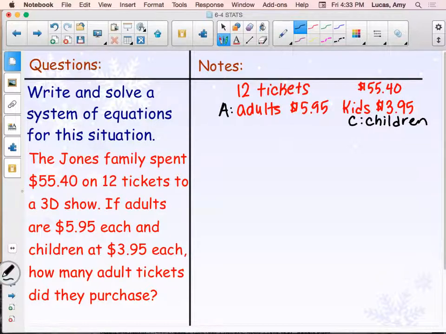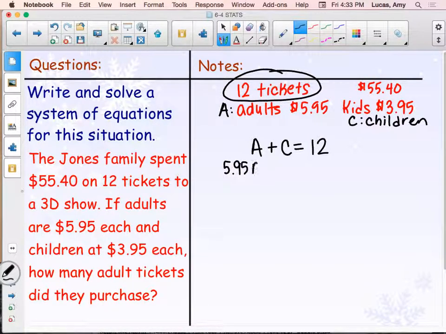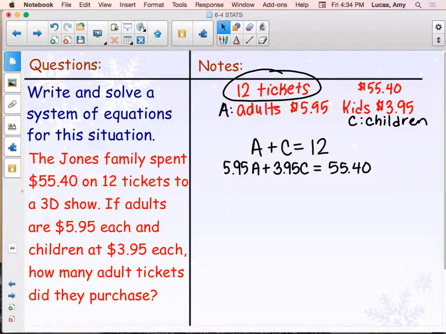Okay, so we don't know how many of each kind of ticket they purchased, but we know that they got 12 tickets. So I'm going to say the adult tickets plus the children's tickets has to add up to 12 because they bought 12 tickets. Then on my second equation, that's where all the money goes. The adult tickets are $5.95 each, plus the children's tickets are $3.95 each, and it has to equal $55.40. So this is my system of equations.